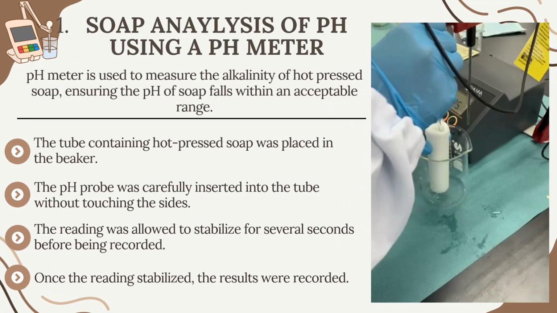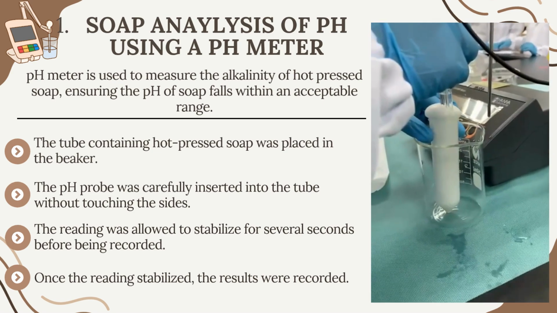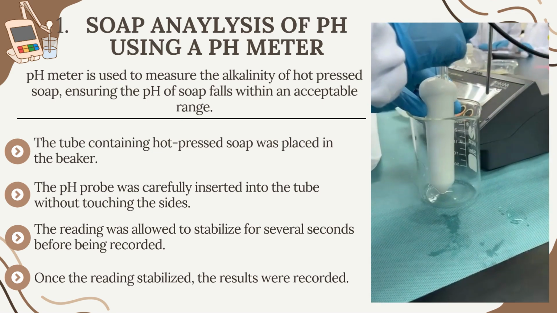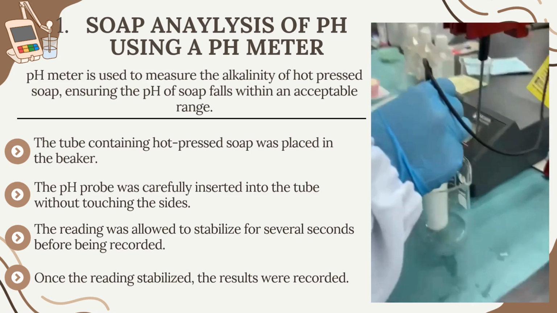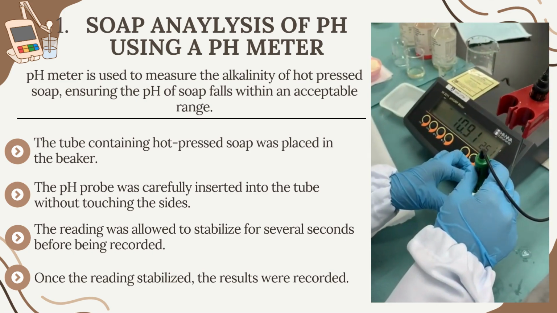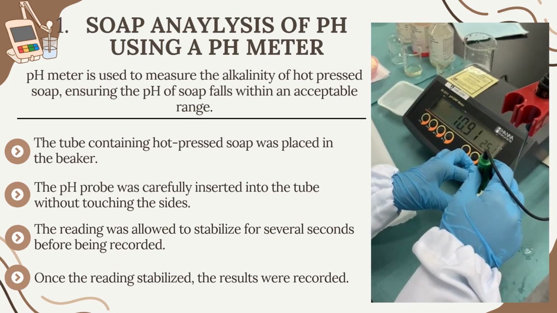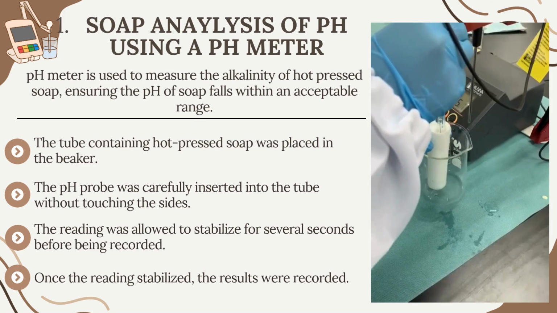Soap analysis of pH using a pH meter. The pH meter is used to measure the alkalinity of hot press soap, ensuring the pH of the soap falls within an acceptable range, which is crucial for ensuring the soap is safe and gentle for skin use.